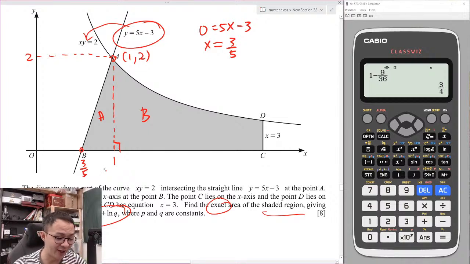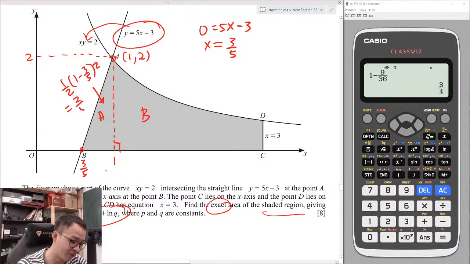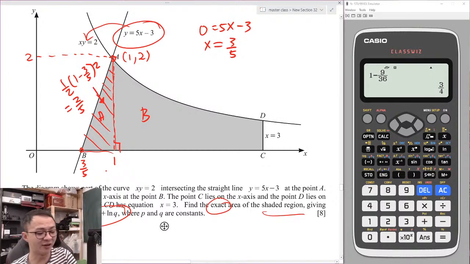Alright, now I can get the area of the triangle easily, which is half times (1 minus 3 over 5) times 2, which is 2 over 5. Now I got the area of the triangle. Just in case you cannot see it, this is the triangle I mentioned, okay? I got the area of the triangle, which is 2 over 5.